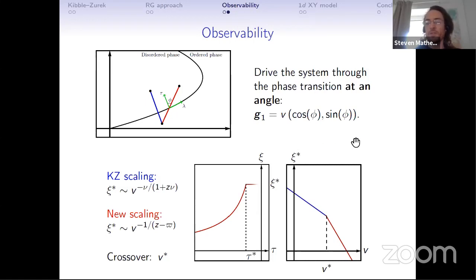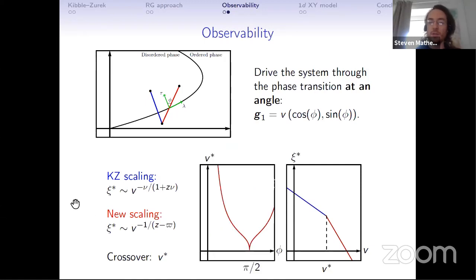However, the difference here is that the psi star depends on the drive amplitude, this V, as a power law with two different regimes. If we drive really slowly, we see the usual Kibble-Zurek scaling, this blue line. However, if we drive faster than some crossover, we see this new scaling regime with the subleading exponents appearing. And the really interesting thing is that this crossover scale depends on the angle at which we cross the phase boundary. I represent this here schematically, where we have the angle horizontally and the crossover scale vertically.